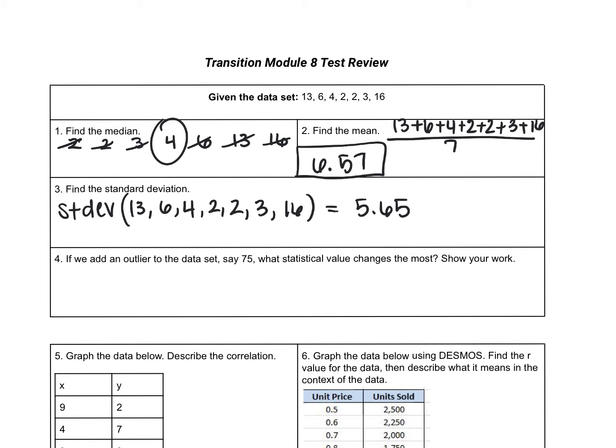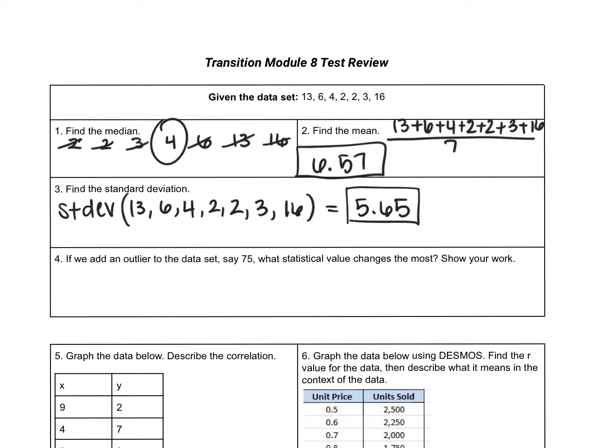So remember, standard deviation tells us on average how far each number is from the mean. It's the spread in the data. So a larger standard deviation means there's more spread in the data. A smaller standard deviation means most of your values are close to each other.